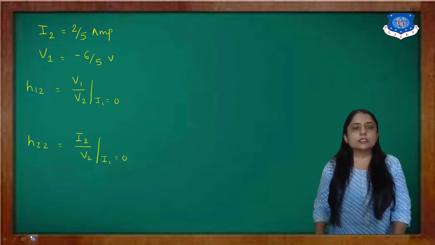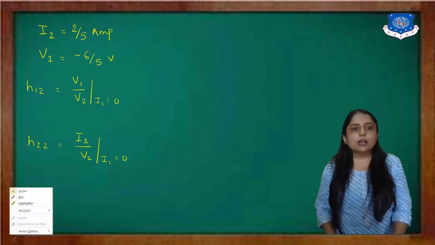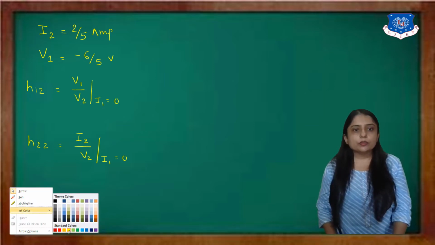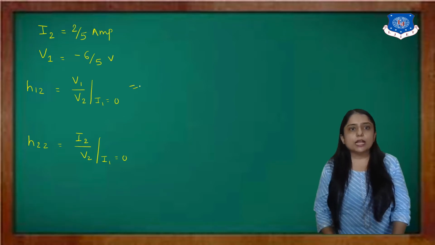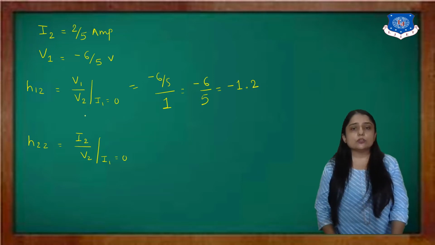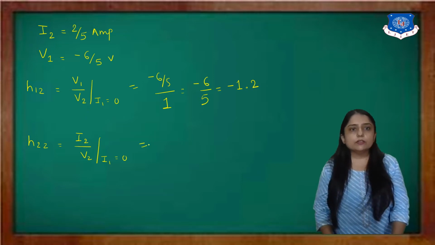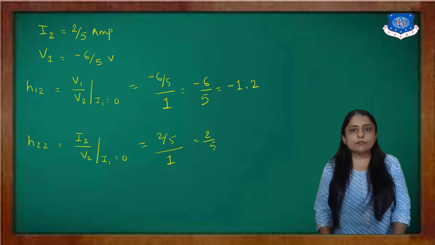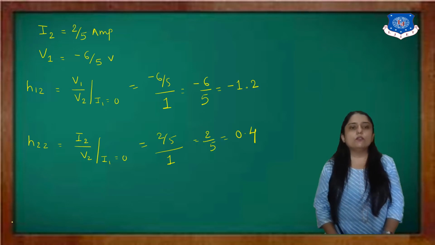See here, this is the value of I2 and V1. Now we will substitute this value here. So we know that V1 equals minus 6 by 5 and V2 equals 1. So this is minus 6 by 5, which becomes minus 1.2. And this is the voltage gain, so no need to write down any unit. Here the value of I2 is 2 by 5 and the value of V2 equals 1, so it's 2 by 5, that equals 0.4.